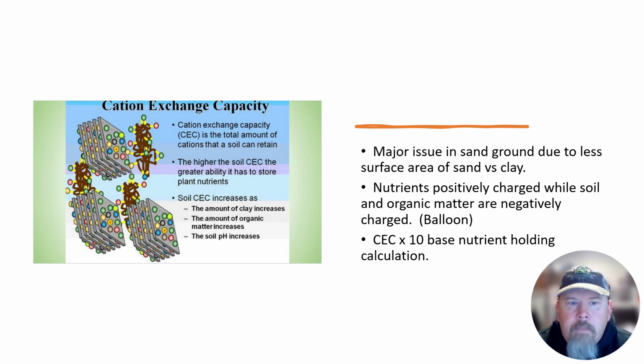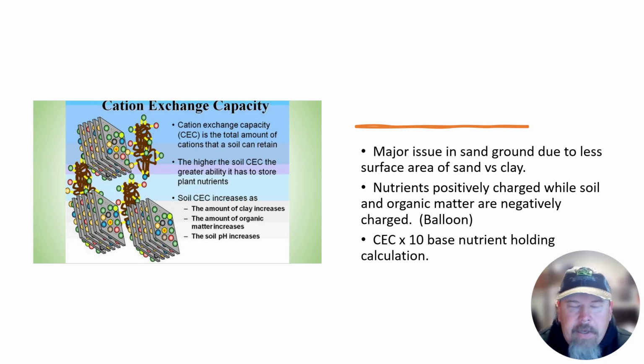So a basic rule of thumb, kind of a cheat sheet on this, is to take your CEC on your soil sample and multiply that by 10. So if my CEC is a 6, I multiply that by 10, that's 60. So 60% of the nutrients that I'm putting onto that soil are going to be held in that root zone by my cations, by the ability for that soil to hold those nutrients in that zone where it needs to be.